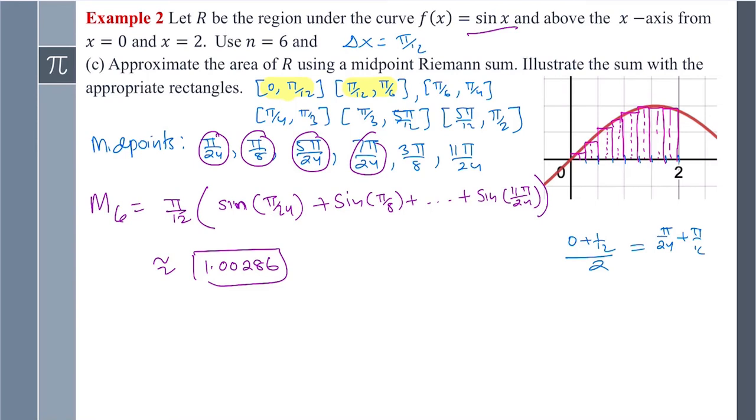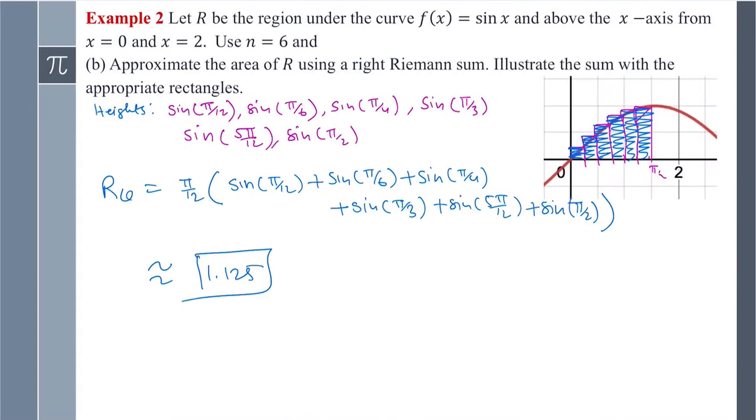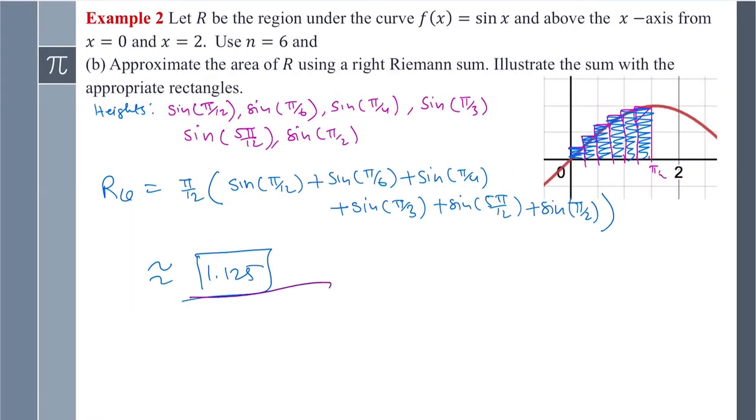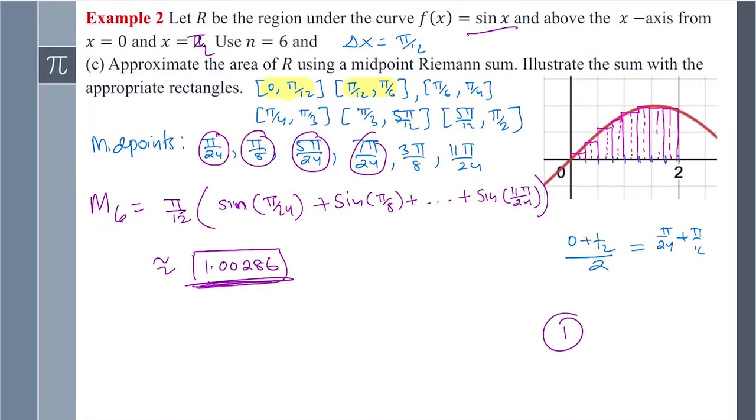Let me tell you, the area under the sine curve from 0 to pi over 2, this is not 2, this is pi over 2, is equal to 1. That is the exact area. Now if we compare, the first one gave us 0.863, that means it is underestimated. This is over 1.12, so it's overestimated. This is still overestimated, but it's very close to 1. So midpoint is giving us a little bit more accurate area. It's not exact, but it's very close.